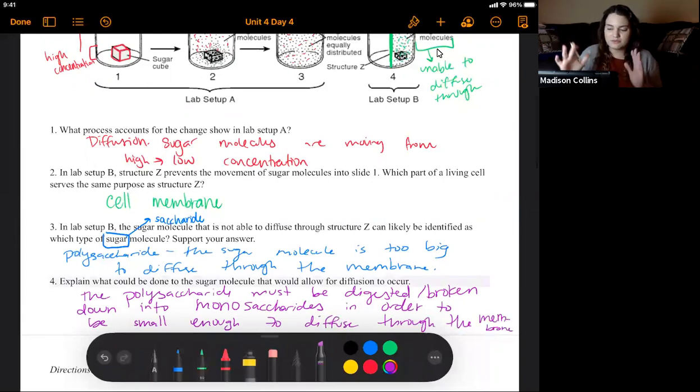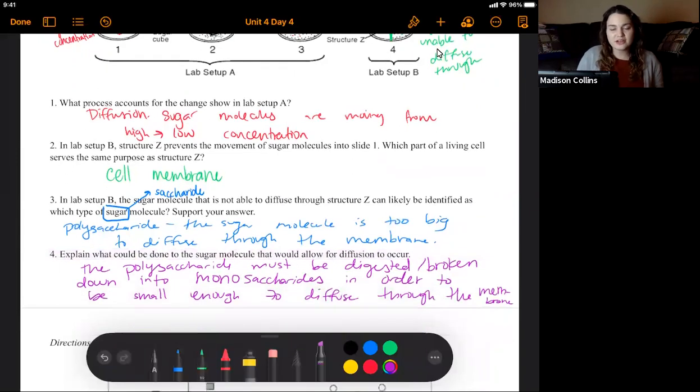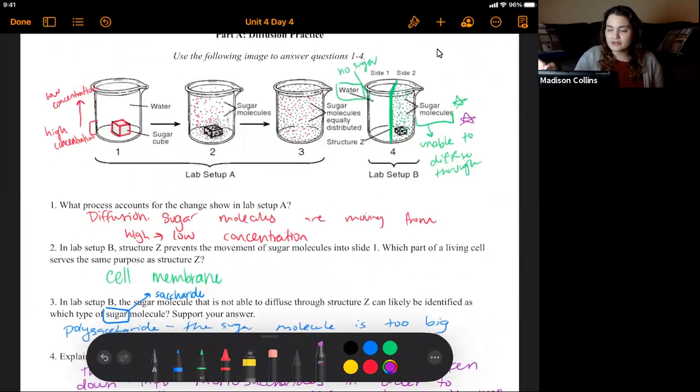Right, kind of had to squeeze that in there, but polysaccharides are too big to diffuse through the membrane. So in order for this sugar right here to diffuse, we would have to break it down into something smaller so it would be small enough to cross that semi-permeable membrane.